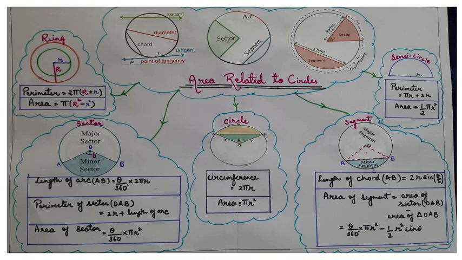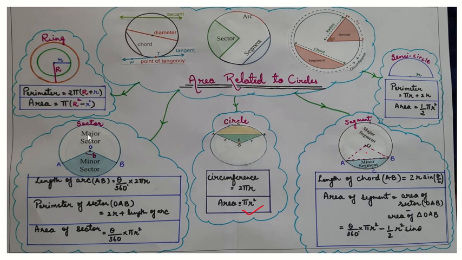Now we are going to discuss some important formulas related to the circle, areas related to the circle. What is the circumference of a circle? It is 2 pi r. Then what is the area of a circle? Pi r squared. Now we learnt what a sector and a segment are, and we are going to discuss the semicircle also.